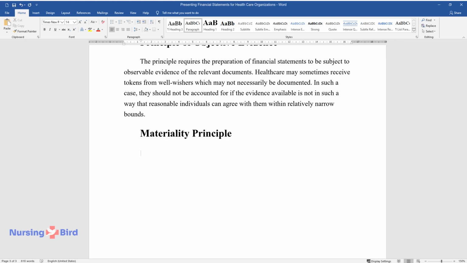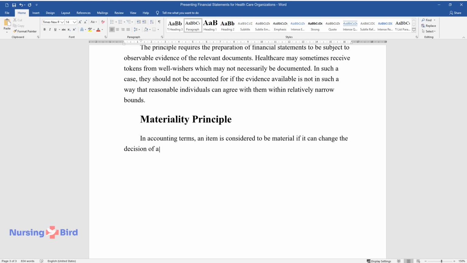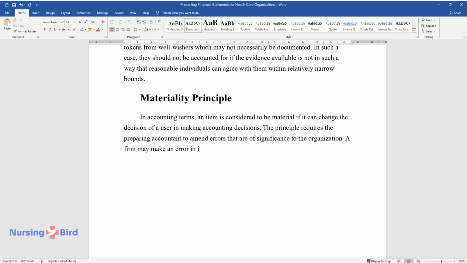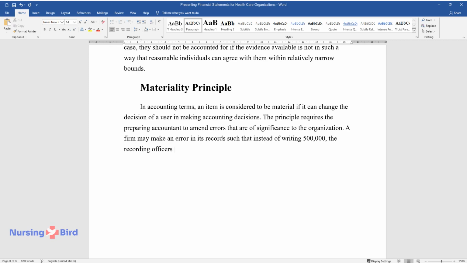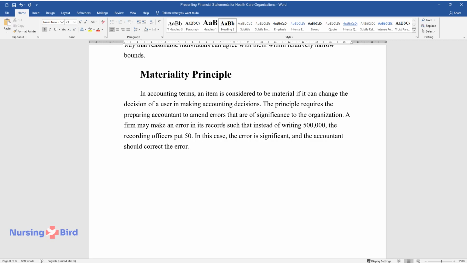Materiality principle. In accounting terms, an item is considered to be material if it can change the decision of a user in making accounting decisions. The principle requires the preparing accountant to amend errors that are of significance to the organization. A firm may make an error in its records such that instead of writing 500,000, the recording officers put 50. In this case, the error is significant, and the accountant should correct the error.